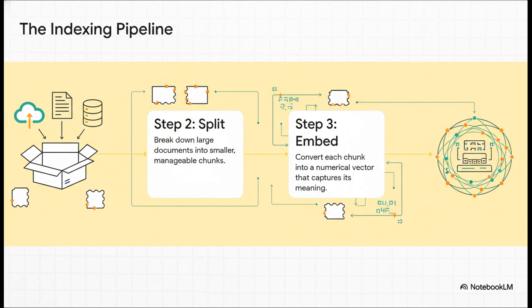Then comes the important stuff. First, we split them into smaller, more manageable chunks. After that, we embed each of those chunks, which is a fancy way of saying we turn its meaning into a string of numbers, a vector. And finally, we store all these vectors in a specialized database, all ready to be searched.